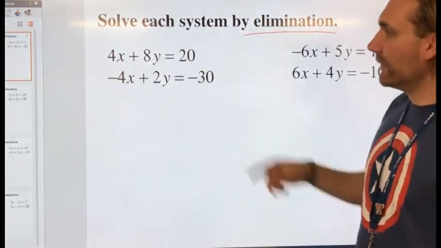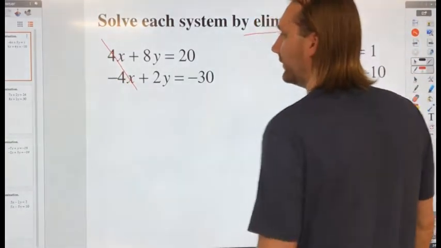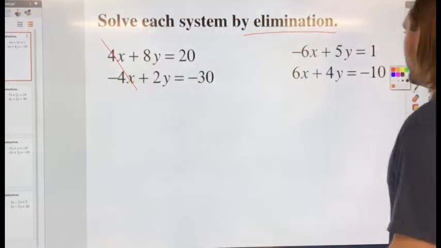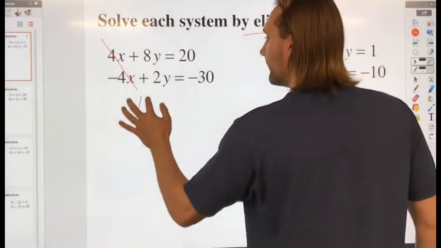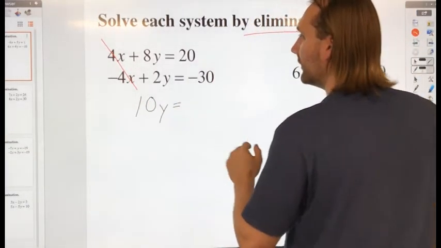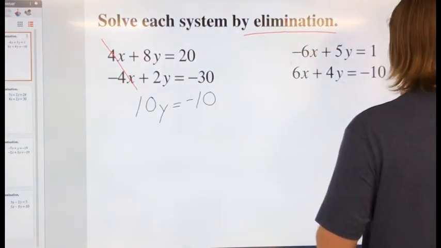so combine my like terms, what would get canceled? The x. Yeah, the x. 4x minus 4x cancels. That leaves me with 10y equals 20 minus 30 is negative 10. So now I just need to solve for y.